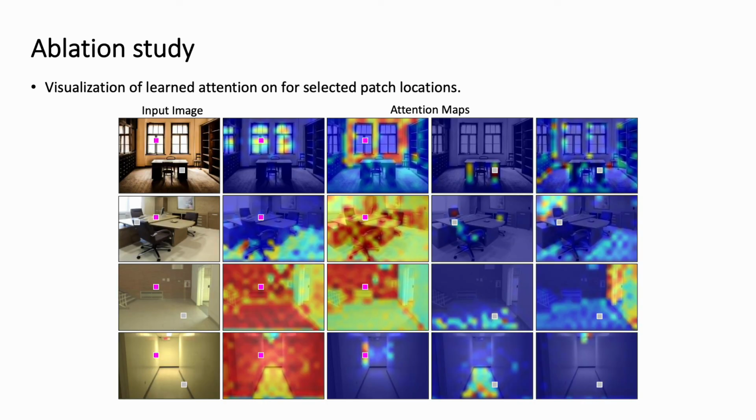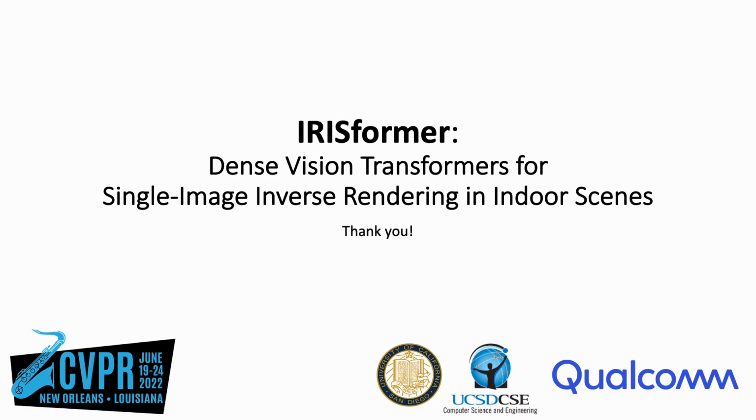Finally, we may visualize the attention maps of one patch with respect to all other patches. This further proves that our model captures long-range attention across the entire image frame. Also, notions of semantics like objects and material parts are implicit in the attention.